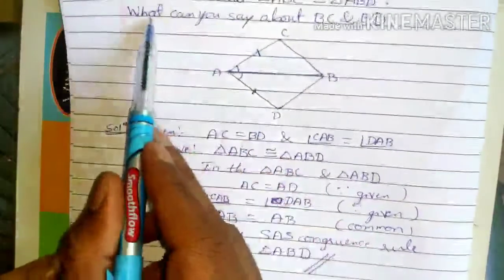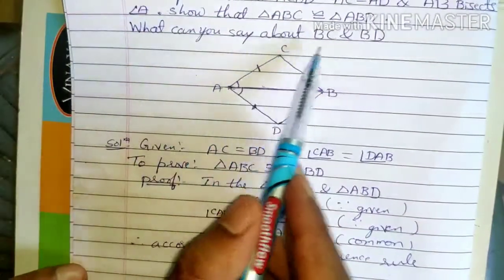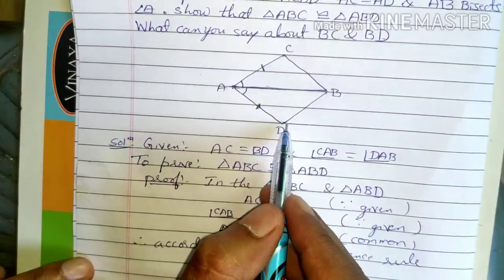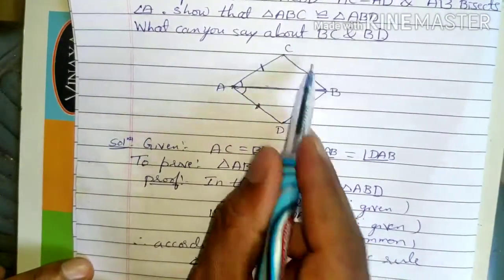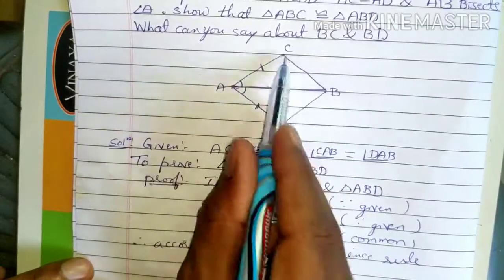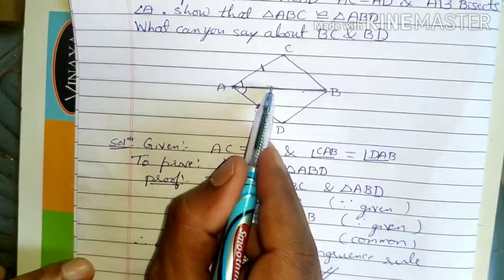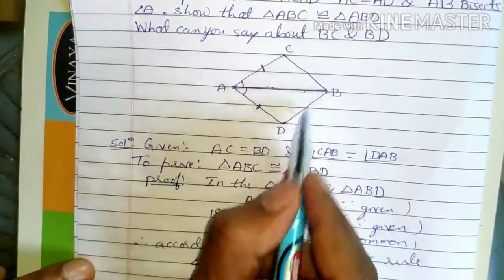Okay, then there is one more question. What can you say about BC and BD? BC and BD. So definitely these two are corresponding sides, because when you consider ABC and ABD, these two sides are equal and this is a common side. So remaining sides are BC and BD.